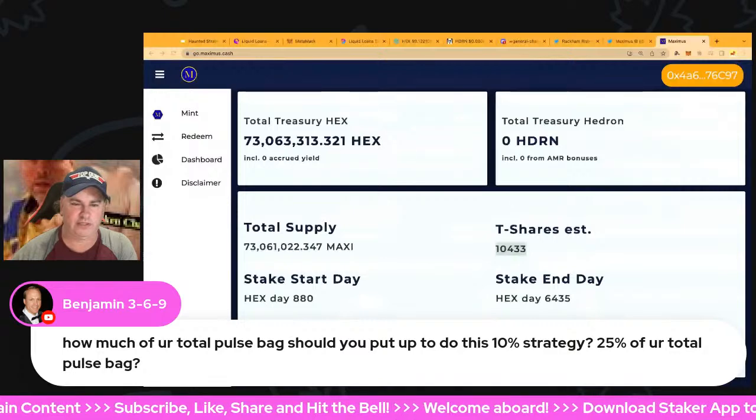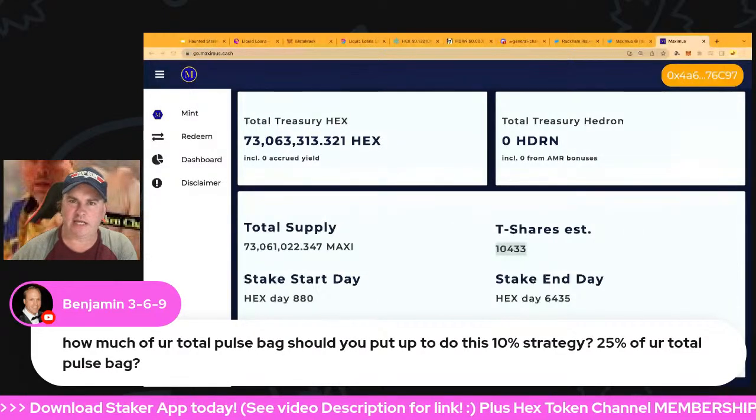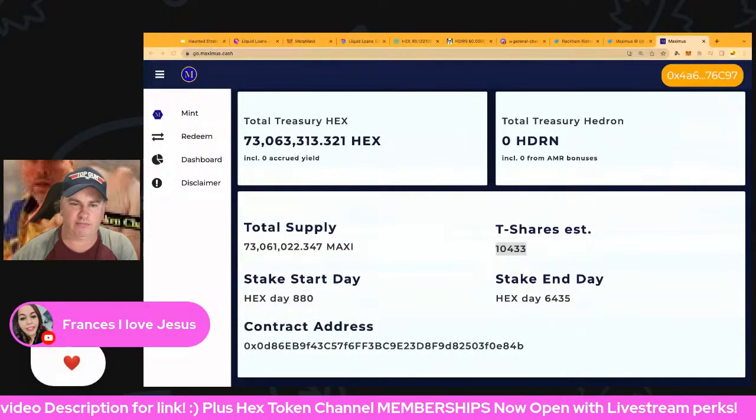So unfortunately, how much of your total Pulse bag should you put up to do this 10% strategy? 25% of your total Pulse bag. Well, it sounds like they're saying $20,000. You're going to do 10%. So that's kind of whatever the absolute dollar amount is.